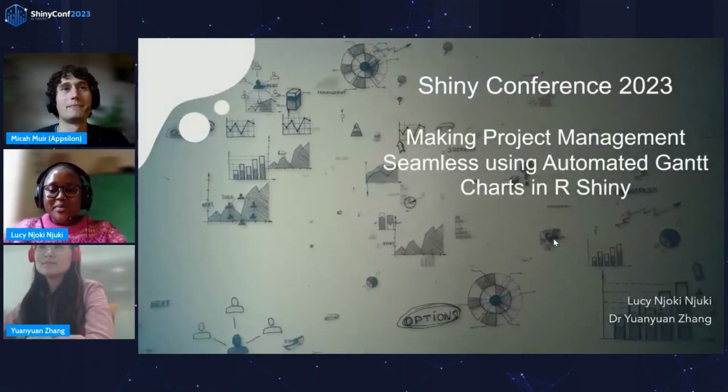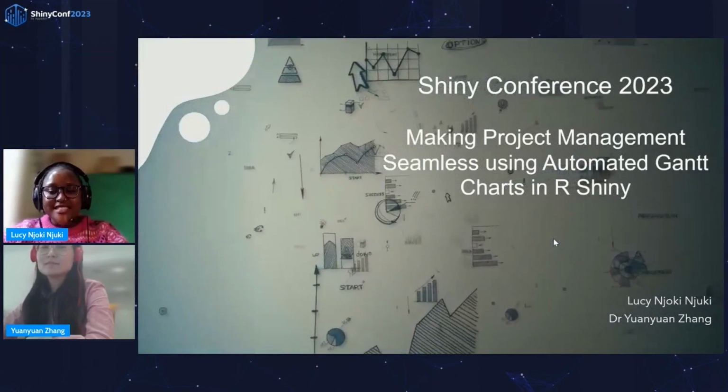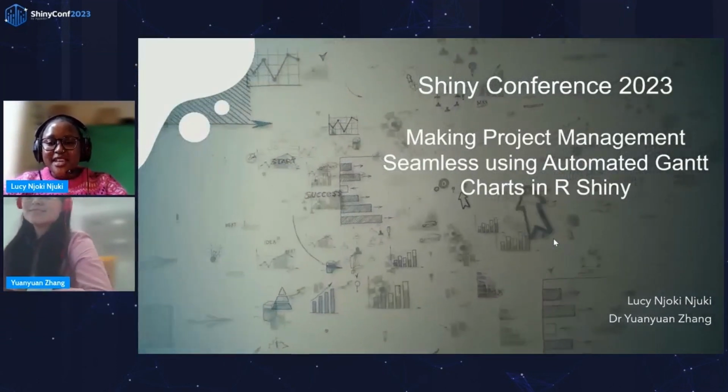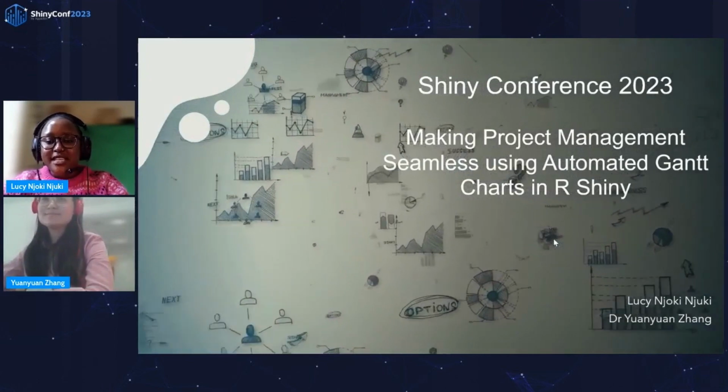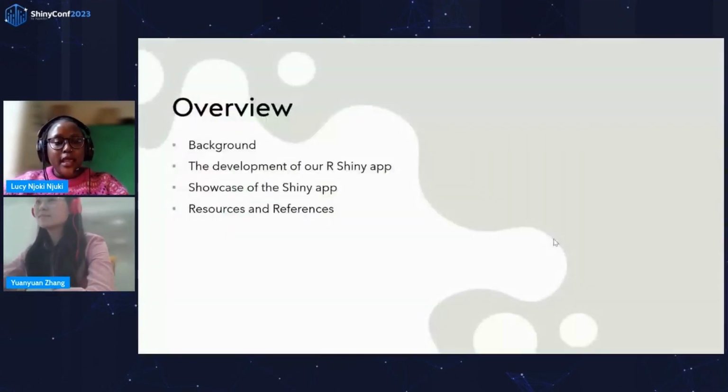Okay, thank you so much for the great introduction. I'm Lucy, and with me is Dr. Yuan, and we'll be presenting Making Project Management Seamless Using Automated Gantt Charts in RShiny. The overview of the talk will be as follows. We'll give you some background information as to what led us to develop this RShiny app. We'll then take you through the development of our RShiny app. And lastly, we'll show you a demonstration of the working of the Shiny app. And additionally, we'll point you to some of the resources and references that you can use to create your own Gantt chart to keep track of your project tasks.